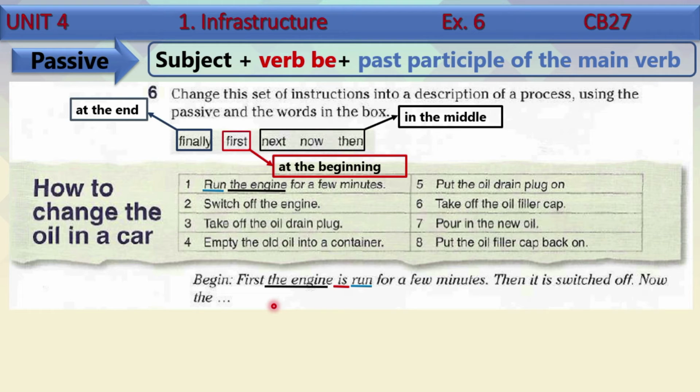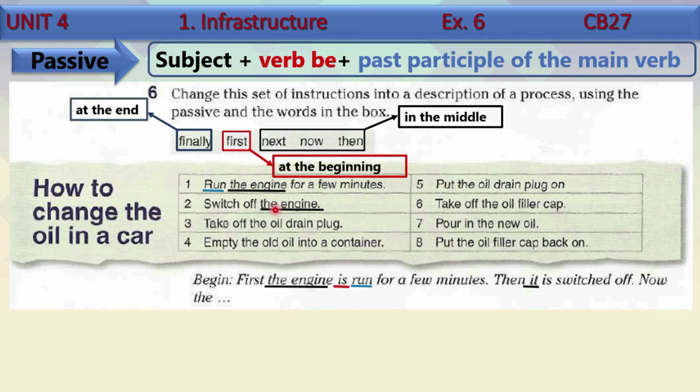Now we go to the second instruction. Switch off the engine. So to add this one, we need to have our sequence word. So we can choose any of this. So we have then. Great. So we need the subject. And the subject is engine. Since we have mentioned engine before, it is better to replace it with the pronoun it. So we have it here.